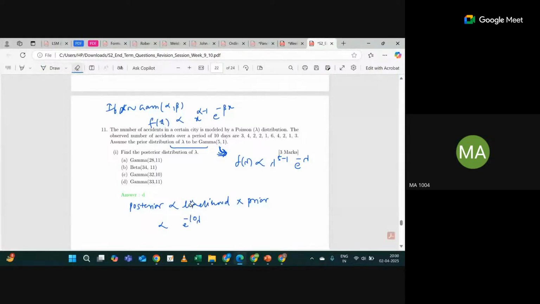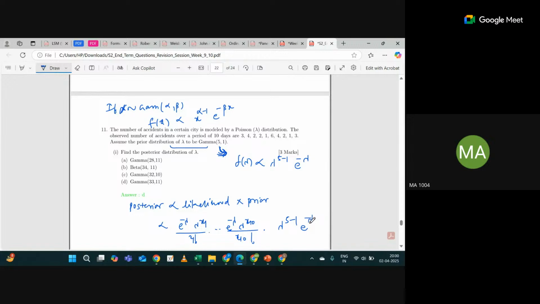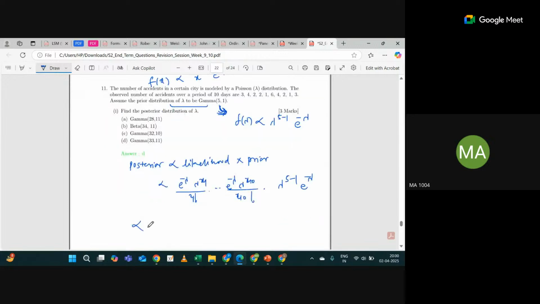Okay, let me write one more step, otherwise maybe you'll get confused. So it will be e raised to the power minus lambda, lambda to the power x1 divided by x1 factorial. Similarly, e raised to the power minus lambda, lambda to the power x10 divided by x10 factorial. And the prior is lambda to the power 5 minus 1 times e raised to the power minus lambda. Correct? Now it will be proportional to e raised to the power minus 10 lambda and lambda to the power summation of xi, i equal to 1 to 10. All the xi's will be added, times lambda to the power 5 minus 1 e raised to the power minus lambda.